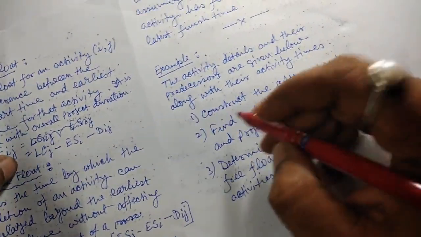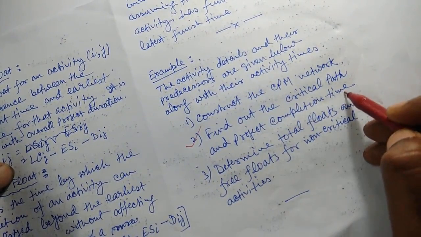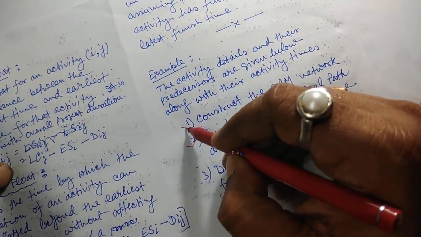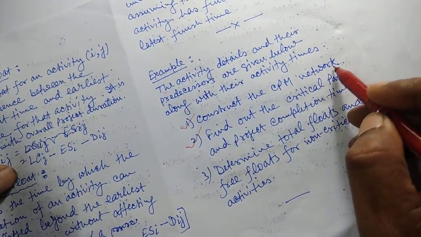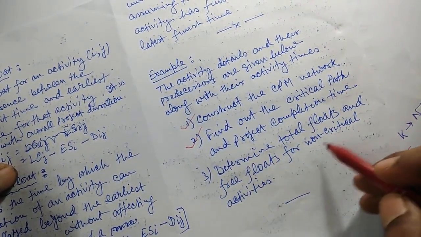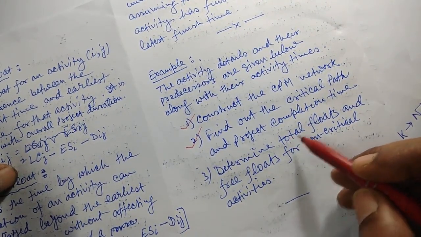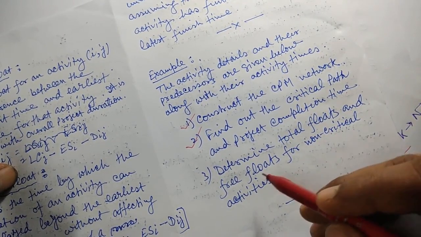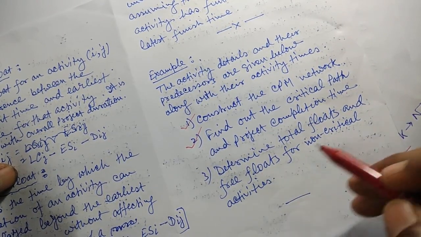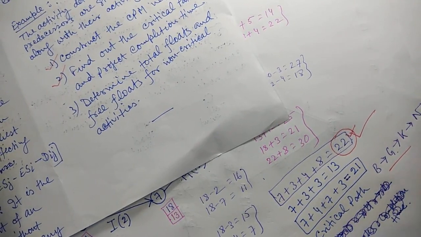Here is the question. Find out the critical path and project completion time. And we have also constructed the CPM network. Now determine total floats and free floats for non-critical activities. Remember that total floats and free floats for critical activities will be 0. So our critical activity is B, G, K, N.